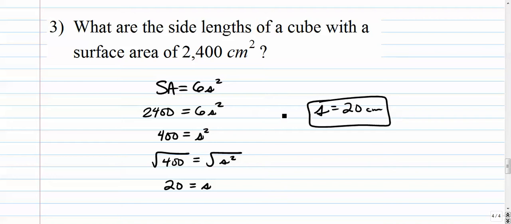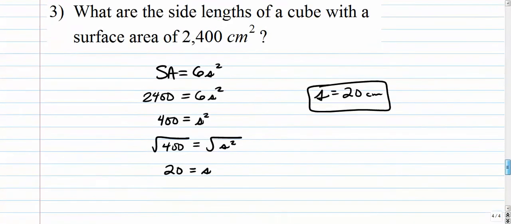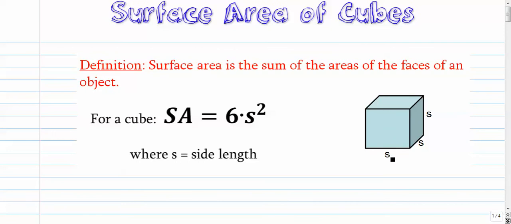Alright, so that is how to work backwards with cubes. There's not really much else to it. It's a really simple little idea. Like I said, cubes are way easier than rectangular prisms because all the sides are the same.